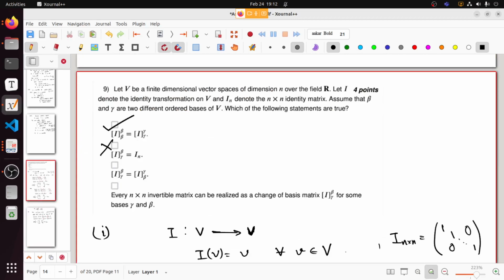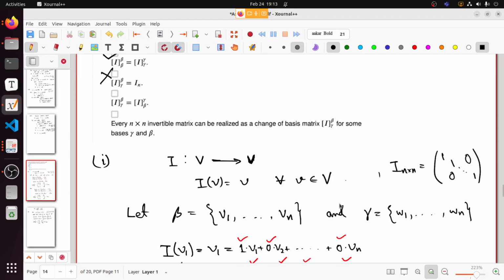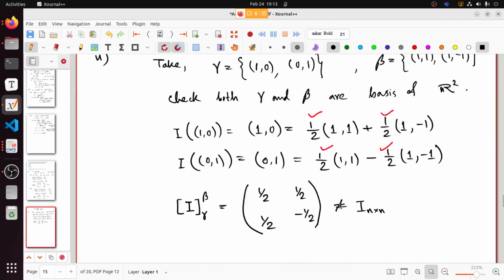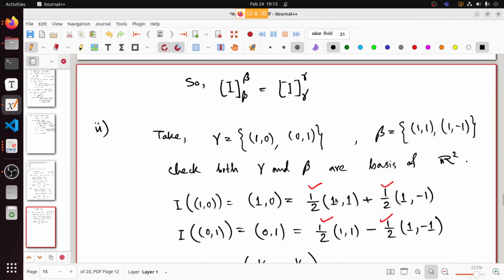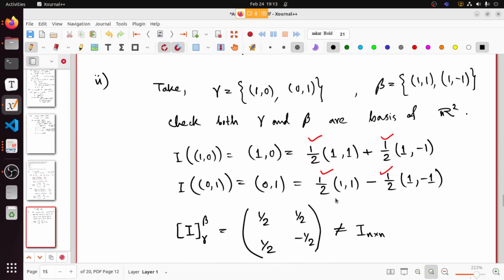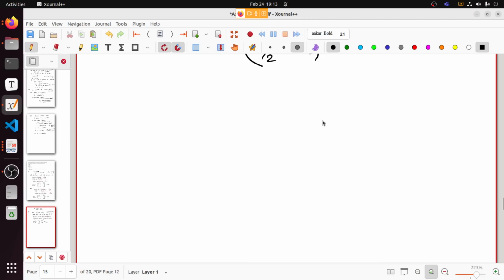Now what is the third option? It is saying that the identity transform with respect to bases gamma beta is the same as the identity transform with respect to beta gamma. Let's check again. We will show that this is also not true. So for 3 we take the same bases, beta gamma, right?